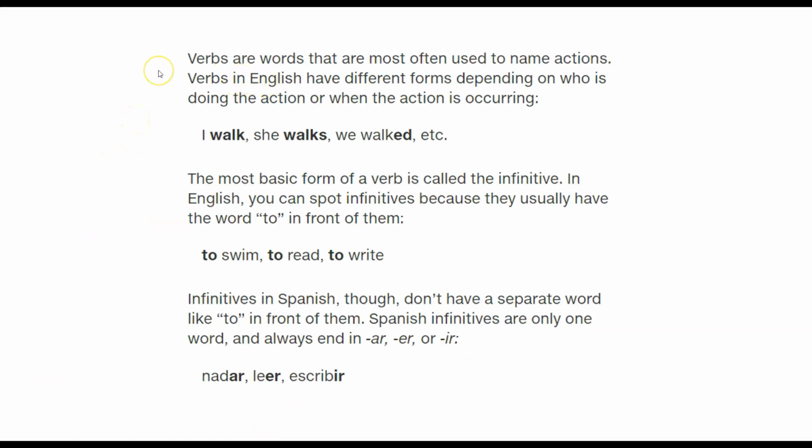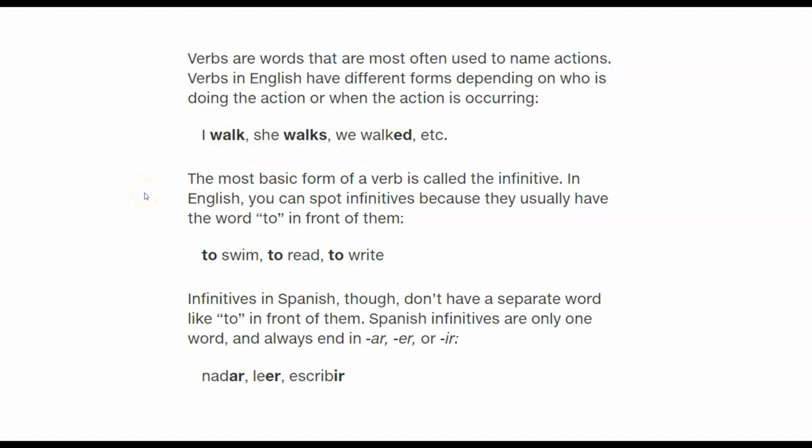All right, so infinitives. Verbs are words that are most often used to name actions. Verbs in English have different forms depending on who is doing the action or when the action is occurring. So you don't have to write this down, all right? Just listen to this part. I walk, she walks, we walk. The verb is walk, right? But you're saying who is doing the walking.